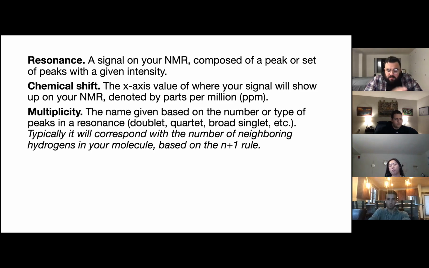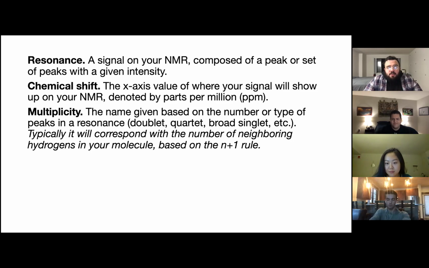Multiplicity, or sometimes called splitting, is the name that you're going to give to your peak based off of the number of peaks it contains, right? So if I have a resonance that has 4 peaks, I'm going to call it a quartet. If I have 6 peaks, I'm going to call it a sextet, right? And this pretty much tells you how many adjacent proton environments you're going to have to the proton environment that you're analyzing, right?